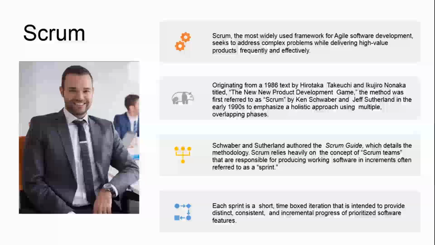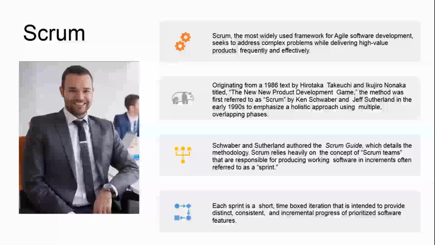Originating from a 1986 paper by Hirotaka Takeuchi and Ikujiro Nonaka titled The New Product Development Game, the method was referred to as Scrum by Ken Schwaber and Jeff Sutherland in the early 1990s to emphasize a holistic approach using multiple overlapping phases. Schwaber and Sutherland authored the Scrum Guide, which details the methodology.